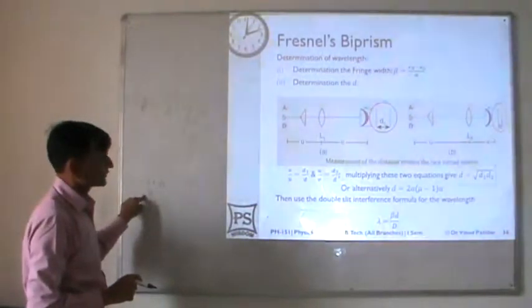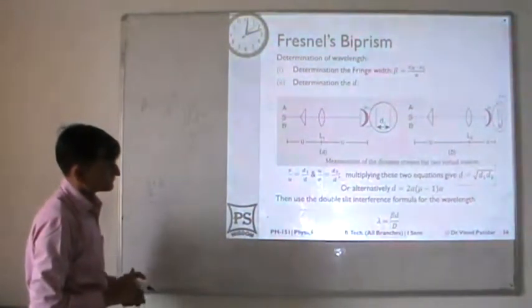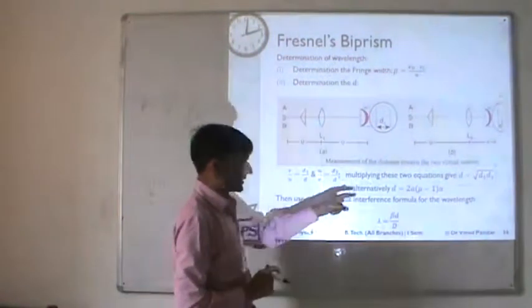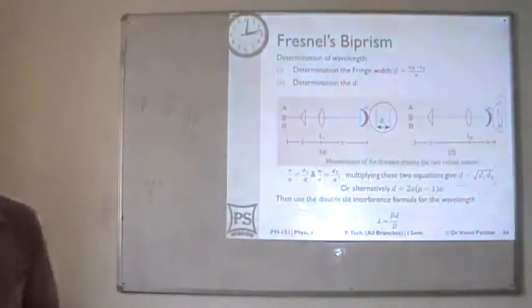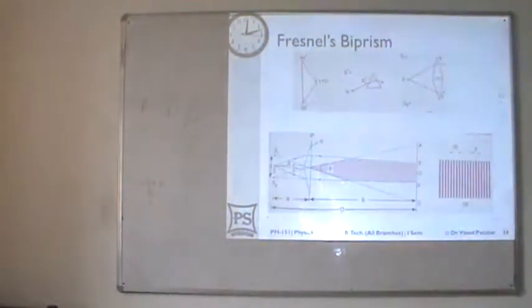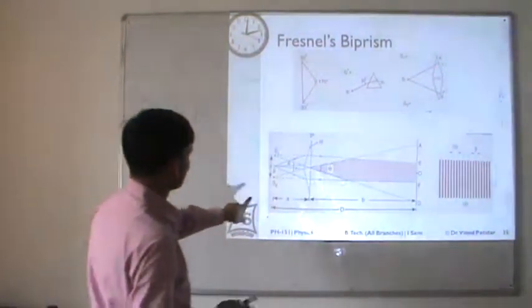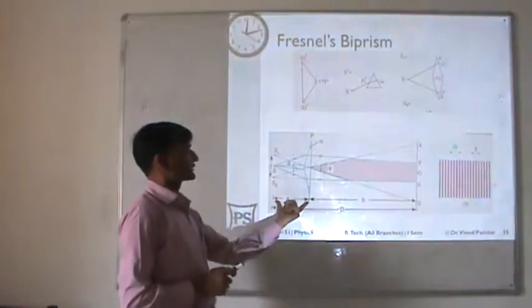Now you require the value of, now there is another way. You remember earlier, a is the distance between the source and your biprism.